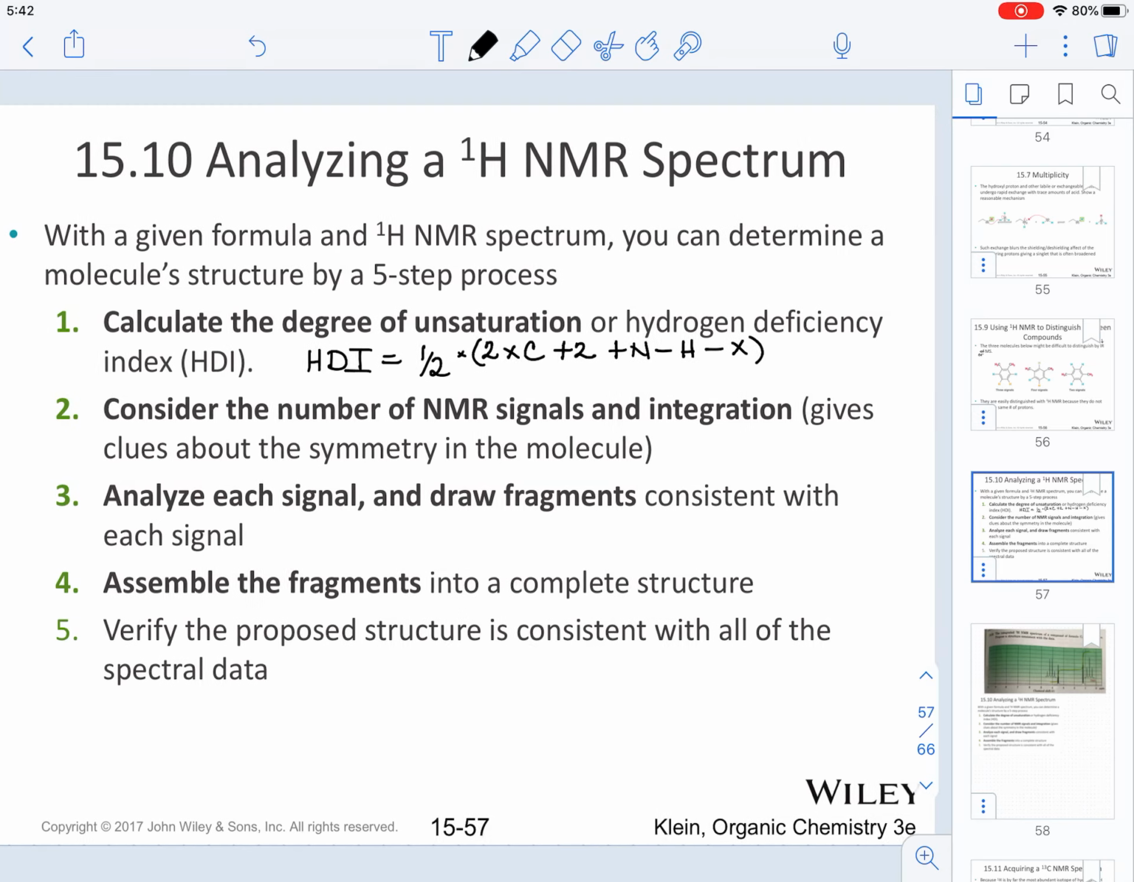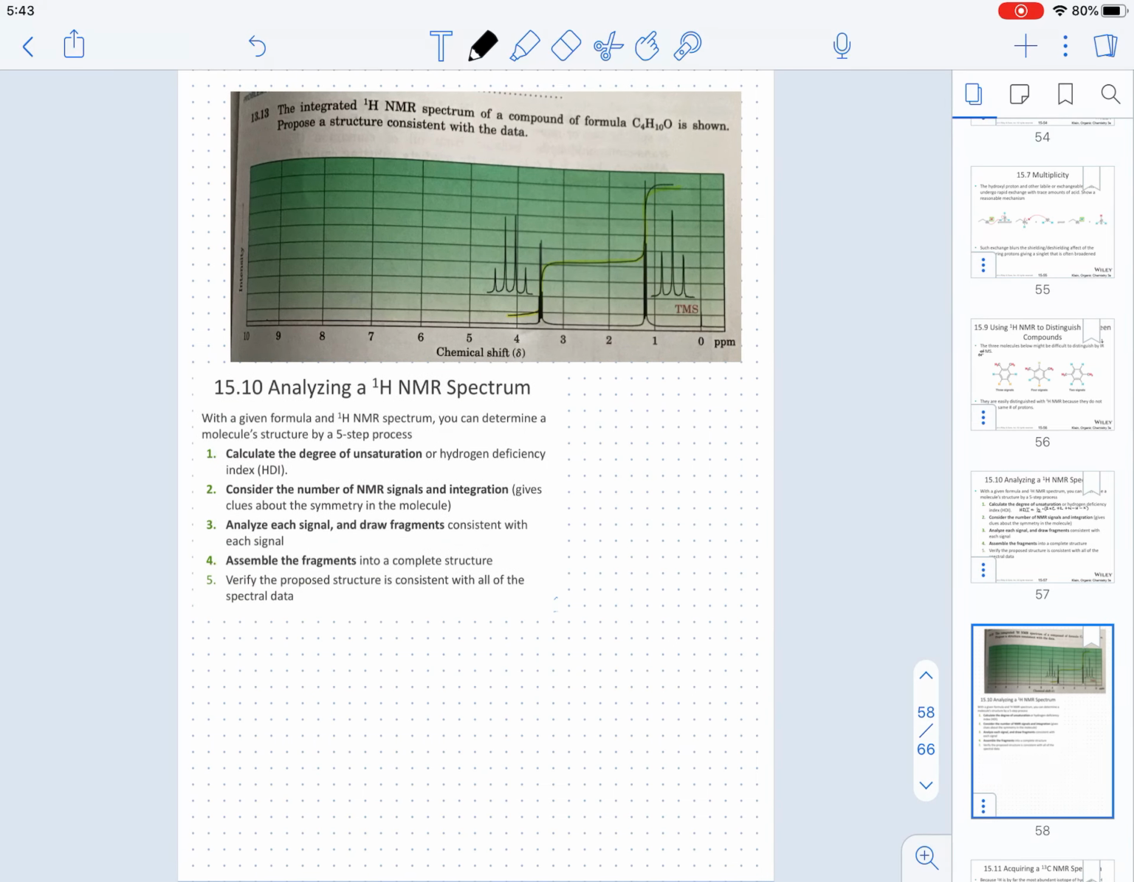So in order to see this in action, we are going to practice with the following problem. The problem reads: the integrated proton NMR spectrum of a compound of formula C4H10O is shown. Propose a structure consistent with the data. So, as you can see, I have a little snapshot of the 5 steps that I just discussed. The first thing that we're going to do is calculate the HDI.